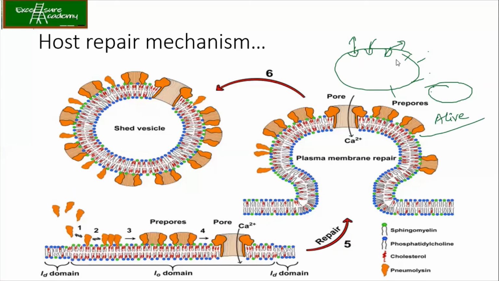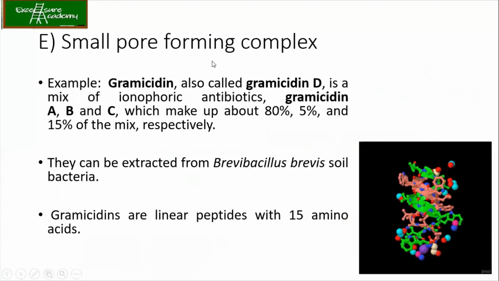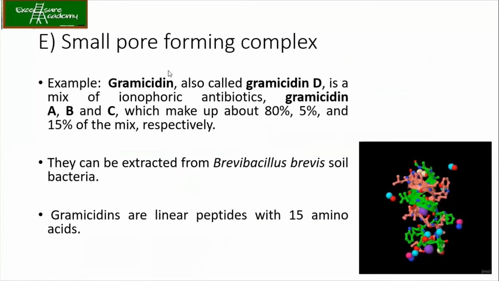Now the last one, small pore forming complex. An example is gramicidin or gramicidin D. It is a mix of ionophoric antibiotics. Examples are gramicidin A, B, C, which is made up of 80%, 5%, and 15%.